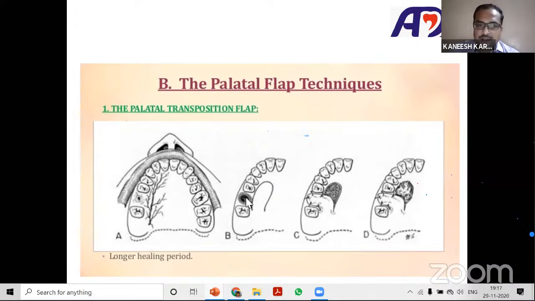Then you twist the flap and then suture it to the edges of the oroantral fistula. This raw area will heal by secondary intention. This is called the palatal flap or Ashley's flap.